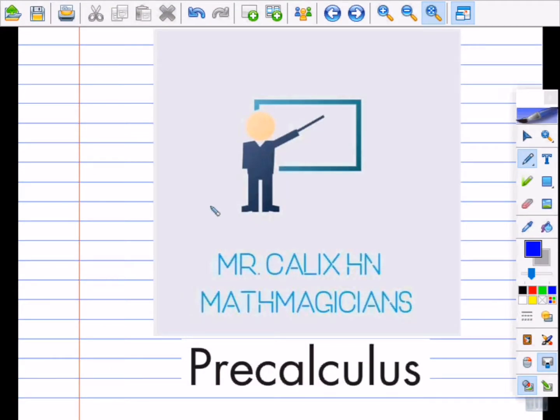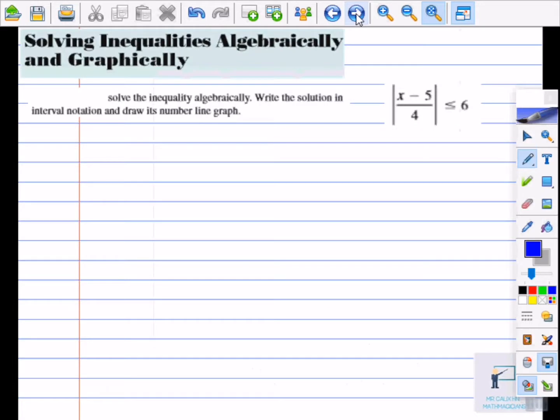Welcome back, and we will continue with our Precalculus course. Today, we will see solving inequalities algebraically and graphically. We have our first exercise here. It says, solve the inequality algebraically. Write the solution in interval notation and draw its number line.